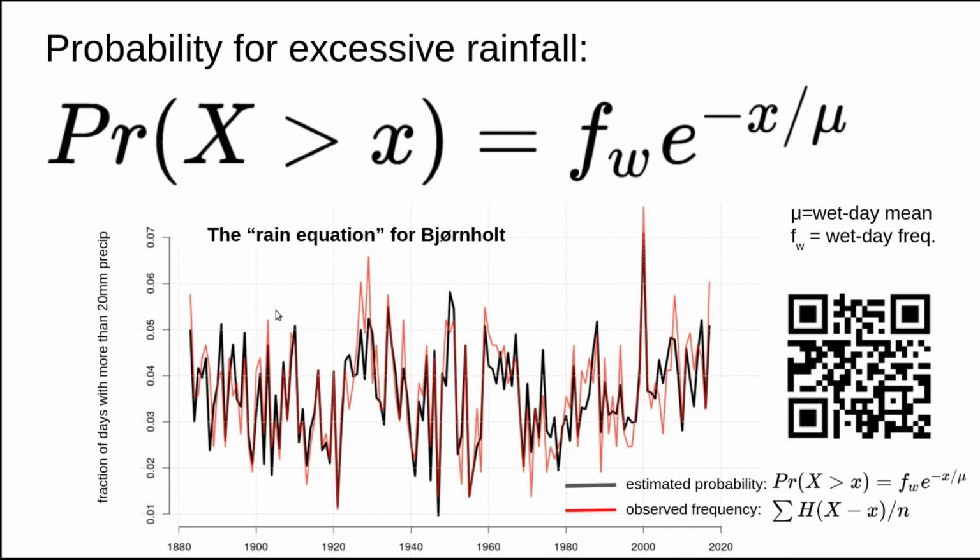And you can see a test of this from a rain gauge record from Norway. So the black line is year by year. Each year we estimate the probability of getting rainfall of more than 20 millimeters, and then estimate the frequency based on that, because it's 365 days a year. And the red curve shows the observed frequency, and you can see there's actually a very nice fit between the two. And this study is from a paper, and you can find the QR code here.